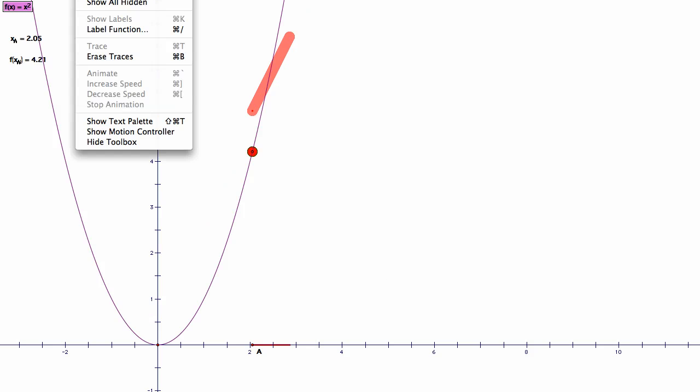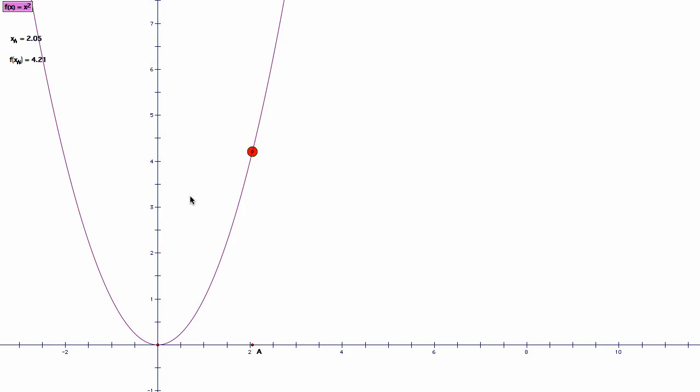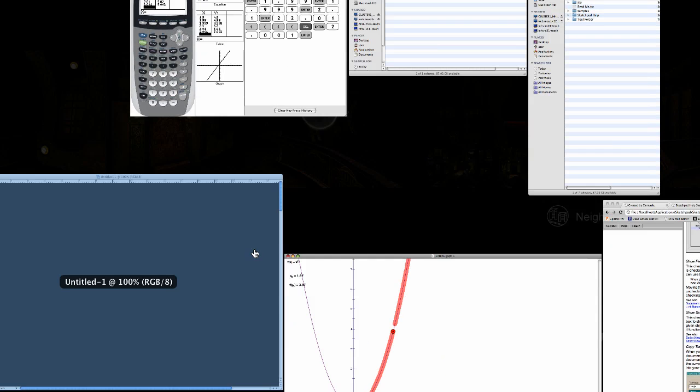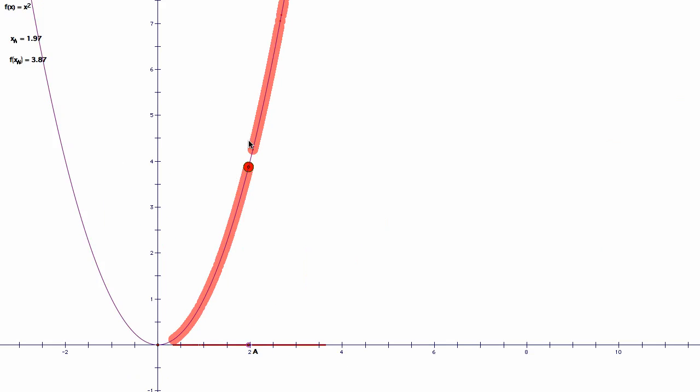Okay, here it is, and we'll just do this real quick. So graphically what we're looking at is as x approaches 2 from the right-hand side, we're looking at where my y value is, and it looks like it's getting close to 4. And if we do this from the left-hand side, it looks like it's getting close to 4 as well.